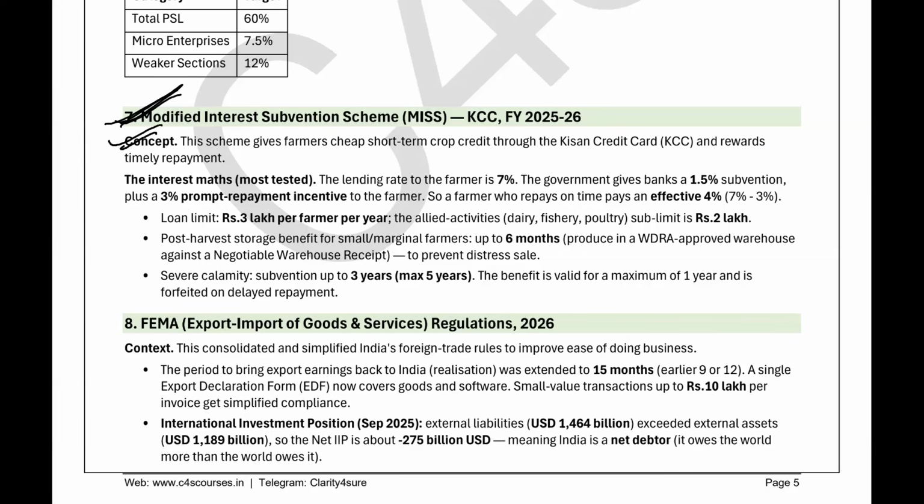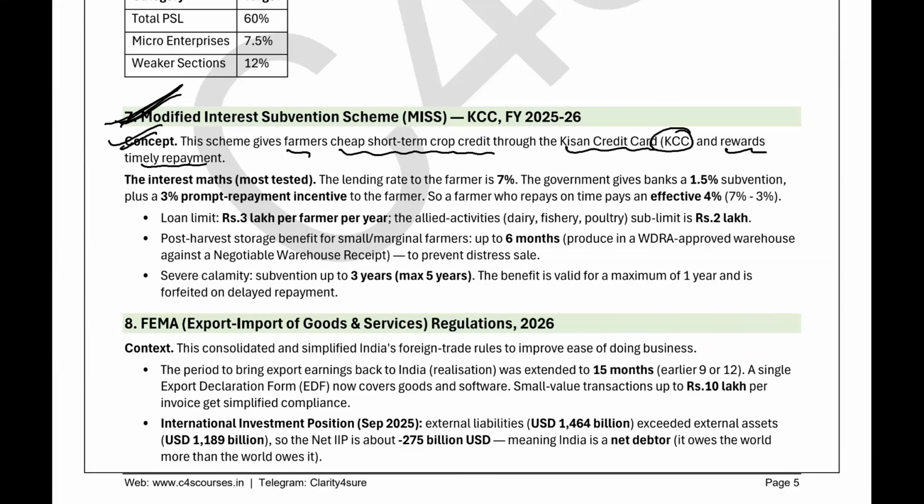The concept is what? The scheme gives farmers, it is easy to understand, cheap short-term crop credit through Kisan Credit Card, that is KCC, and rewards timely repayment. Is it clear? That is, Kisan Credit Card के through what they are giving? Short-term crop credit. Is it clear? And rewards timely repayment. And if the farmer will repay the amount timely, then they will also get a reward.